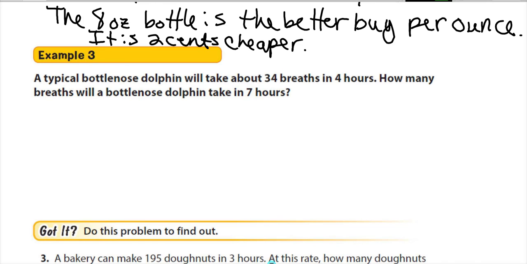So first we need to figure out how many breaths per hour they're going to take. In this case, we'll take 34 divided by 4. And that comes out to 8.5.